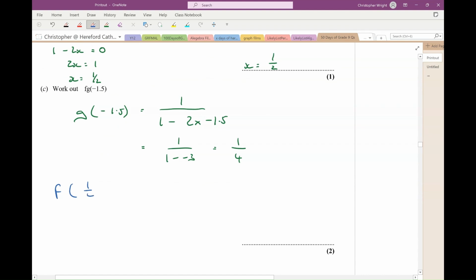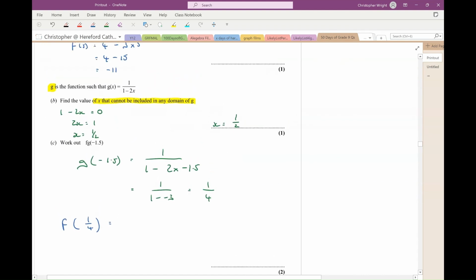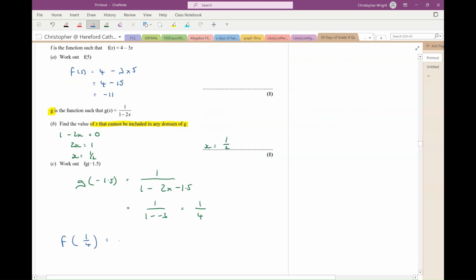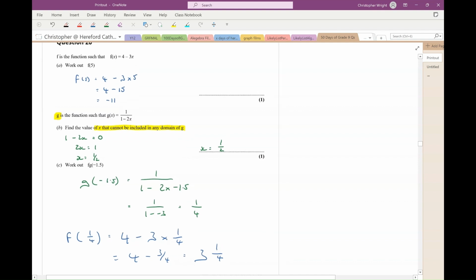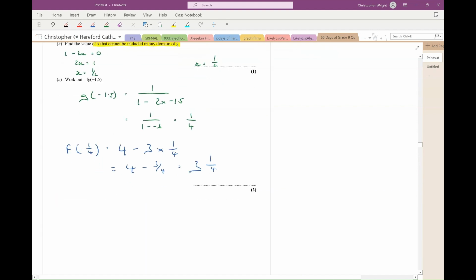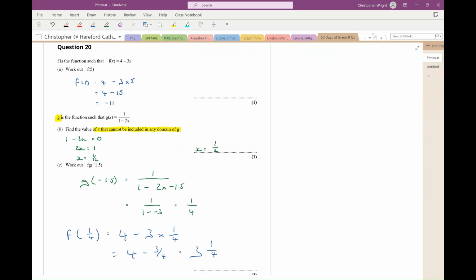So I'm going to f the quarter. Right, what was my formula for f? Here it is. It was 4 minus 3 times x. So 4 minus 3 times a quarter. Well, that's 4 minus 3 quarters, isn't it? So that is just 3 and a quarter. And so there is my answer to part C. And that is question 20 complete.